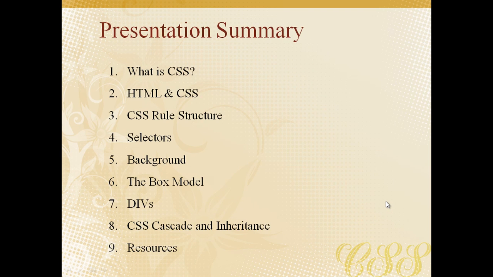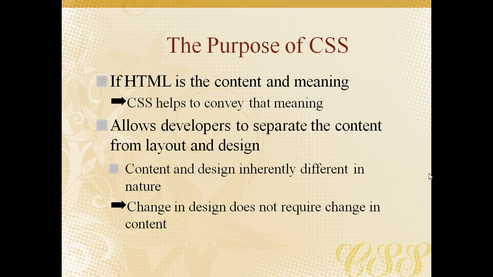Today in this session we are going to see the box model of Cascading Style Sheet. The objective of this session is we are going to see what is CSS first, and HTML and CSS, how are they connected. Then we'll see the rule structure of CSS and then we'll see some more about the selectors, then background, box model, div component, and cascading and inheritance in CSS, and the last, what are the resources that are available.